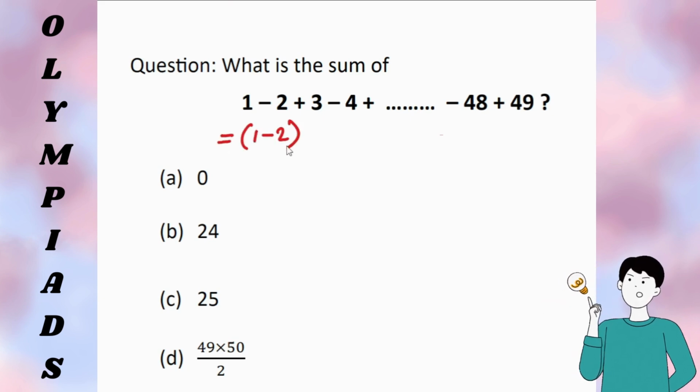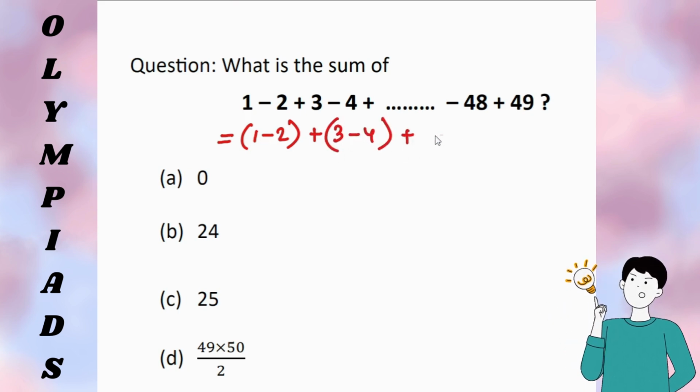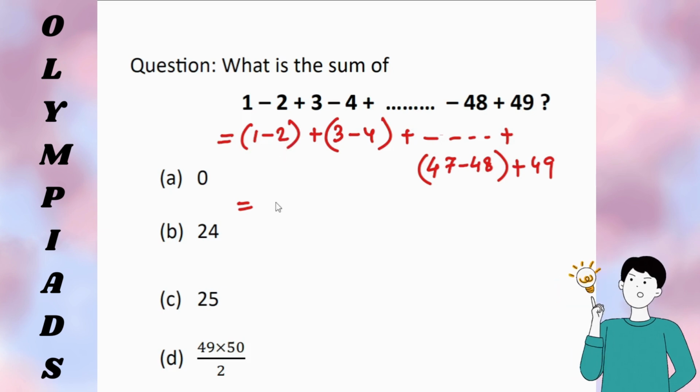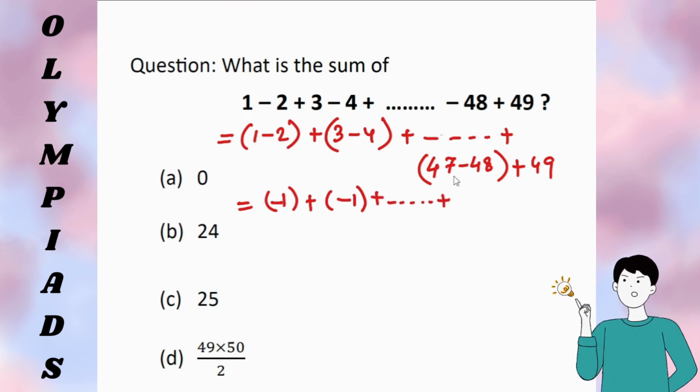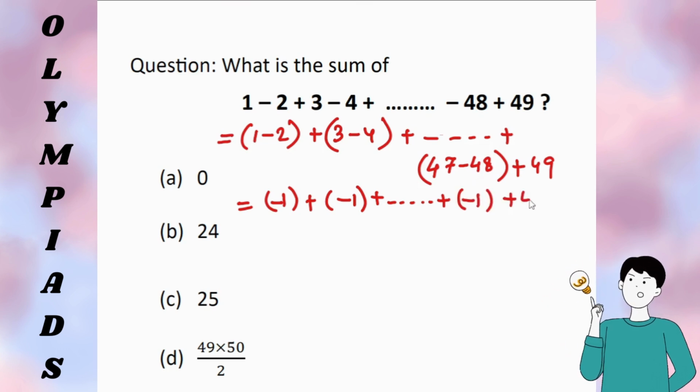1 minus 2 plus 3 minus 4 plus ... plus 47 minus 48 plus 49. And next, 1 minus 2, what do we get? 1 minus 2 is minus 1. Okay, plus 3 minus 4, what? Minus 1 plus ... here 47 minus 48 becomes minus 1, plus 49.